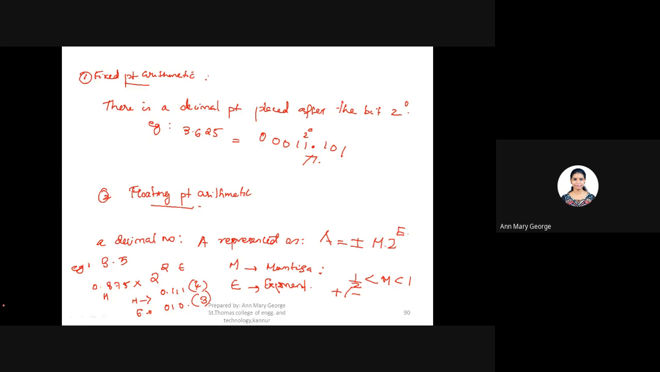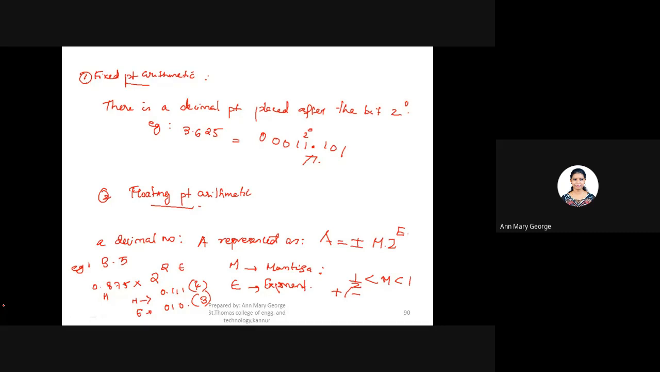The advantage is that you can represent the numbers in a wide range. Okay, that is, wide range of number representation. Numbers can be represented using these types of processors or arithmetic. The disadvantage is that mathematical operations such as addition, subtraction, or multiplication are very complicated in this case.